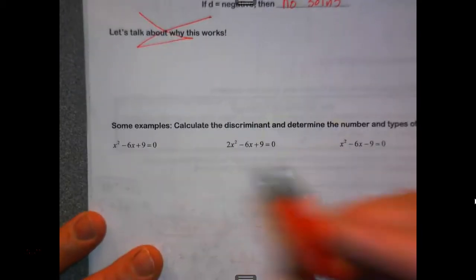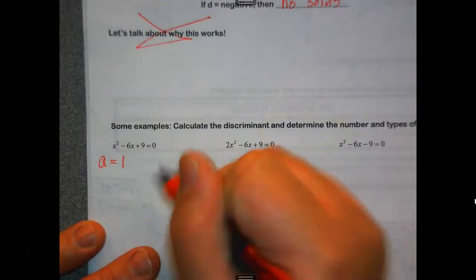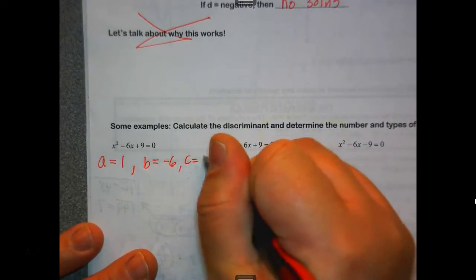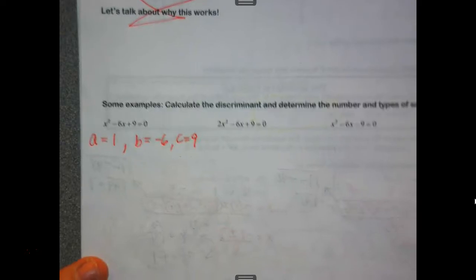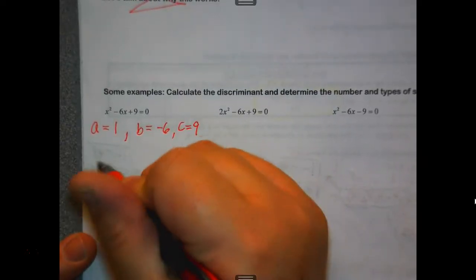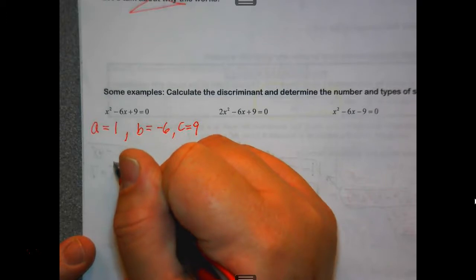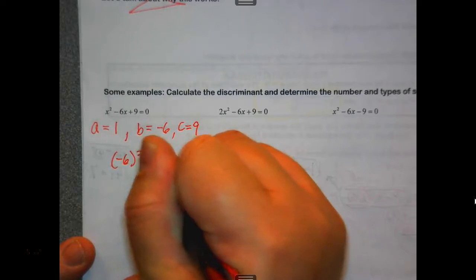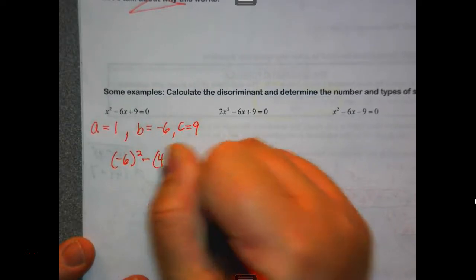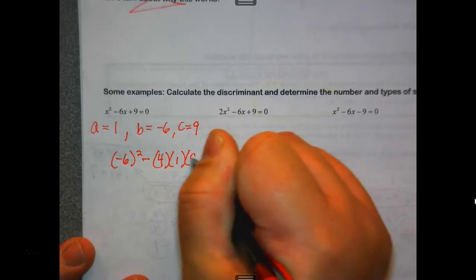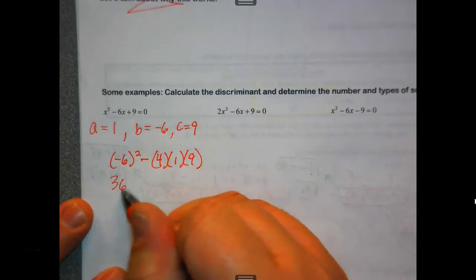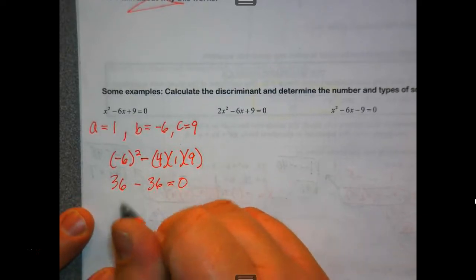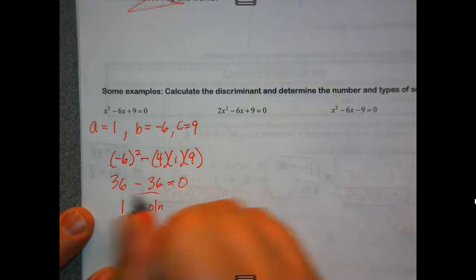All right, what's my A? What's my B? What's my C? Let's use the discriminant and tell us how many solutions we have. So I have B squared, so negative 6 squared minus 4 times A times C. Let's see, 36 minus 36 equals 0. How many solutions? See how easy that is?